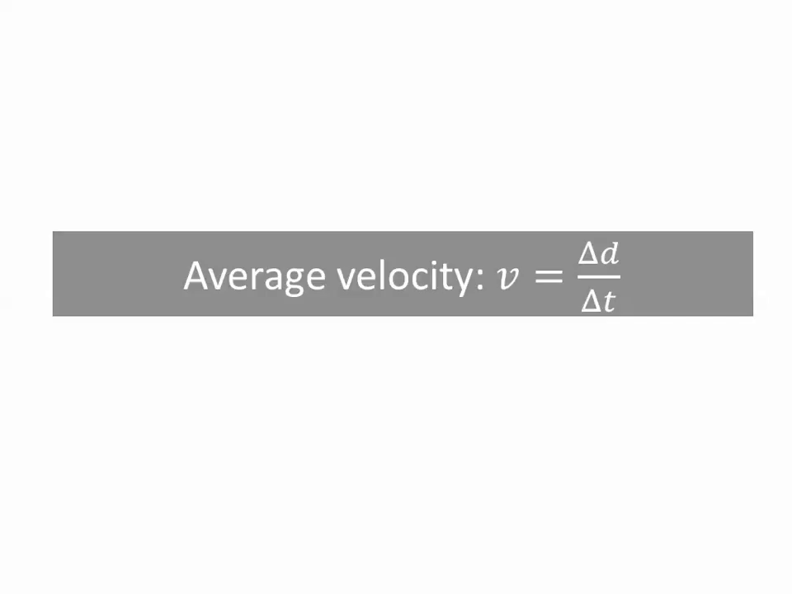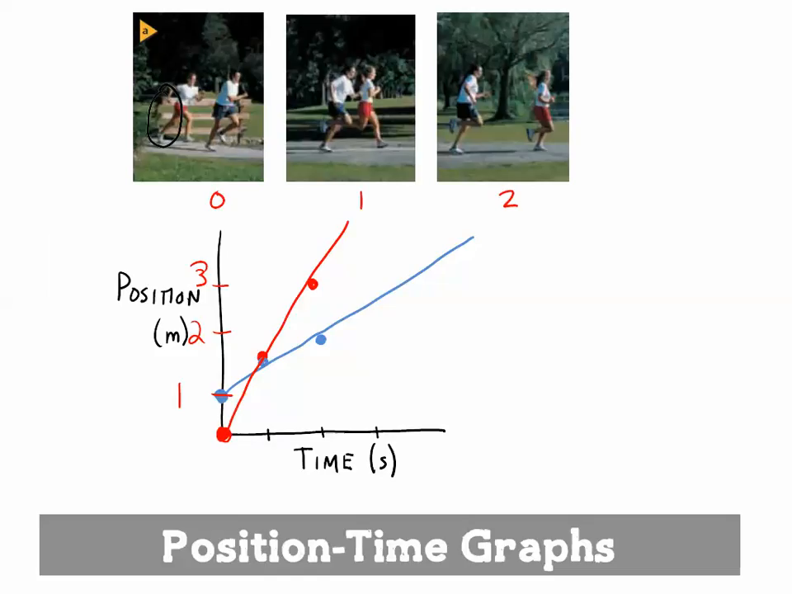Now, if we go back to our position-time graph, what do you notice about the slopes of the two runners? Who has the steeper slope? It's the runner in the red shorts. Obviously, the runner in the red shorts is moving faster because she passed the runner in the blue shorts. So there is some correlation between the slope and the speed of the runner. Now, let's look at how to calculate that speed or velocity. I will use them interchangeably for now.